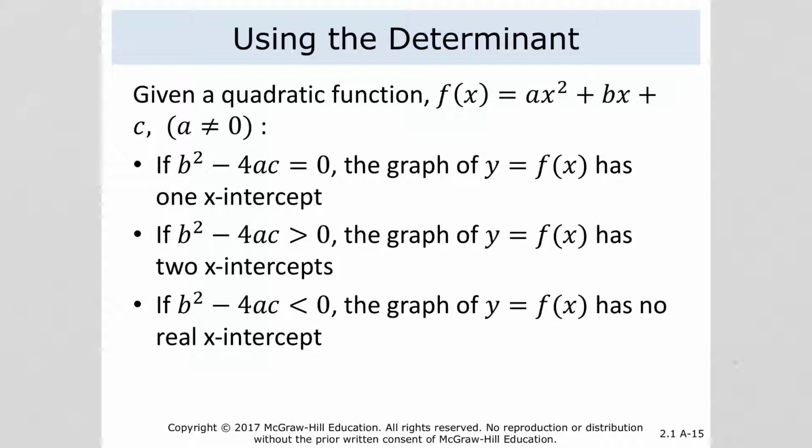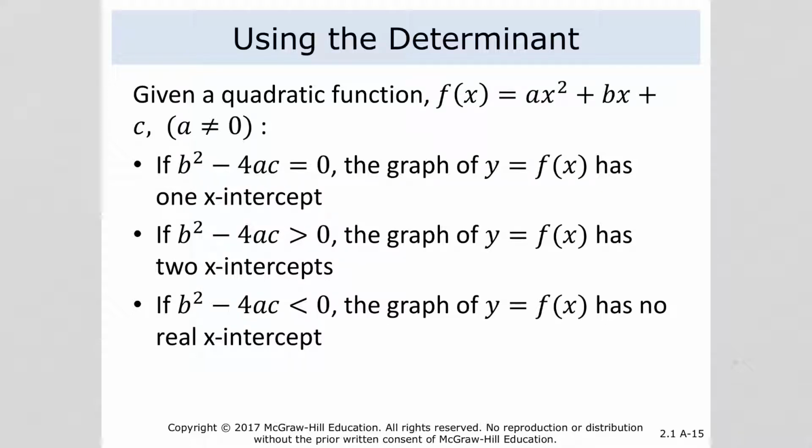Next, we're going to look at using the discriminant and what that tells us. Now, what is the discriminant, first of all? The discriminant is b squared minus 4ac. Now, that might sound familiar. If you think about the quadratic formula, -b plus or minus the square root of b squared minus 4ac all over 2a. Well, b squared minus 4ac is called the discriminant.